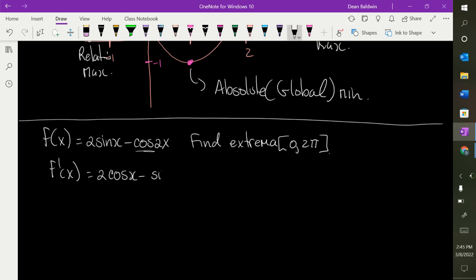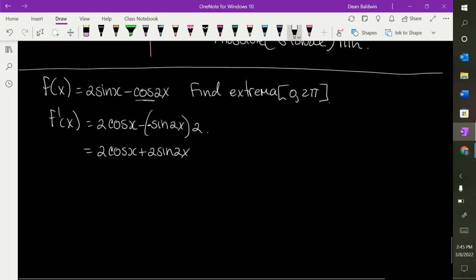So I get negative sine of 2x times the inside derivative, which is 2. So that gives me 2 cos x. These two negatives flip the sign, then move the 2 to the front, and I get that.